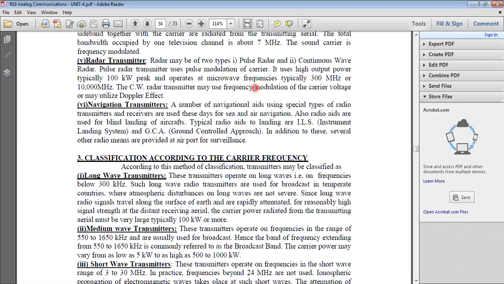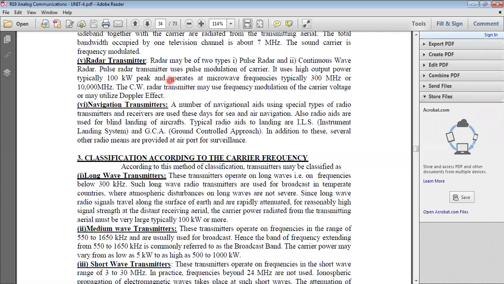The continuous wave radar is simply called CW radar. Here we use frequency modulation. In CW radar transmitters, we use FM, and we mainly use the Doppler effect.